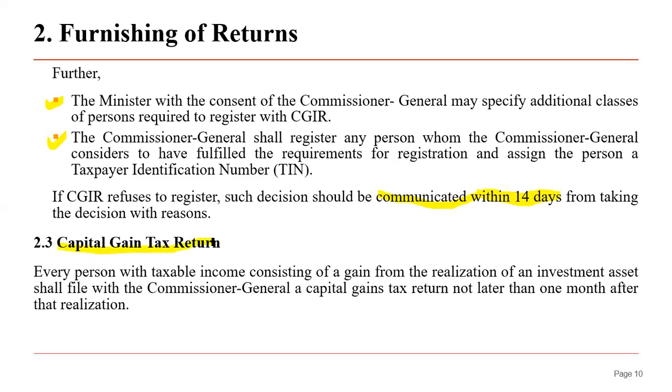Then the capital gain tax return, you know what it is. Basically, every person whose taxable income consists of a gain from the realization of an investment asset shall file the capital gain tax return not later than, as we discussed, 1 month after the date of realization, that is, 1 month after the sale of that capital asset.